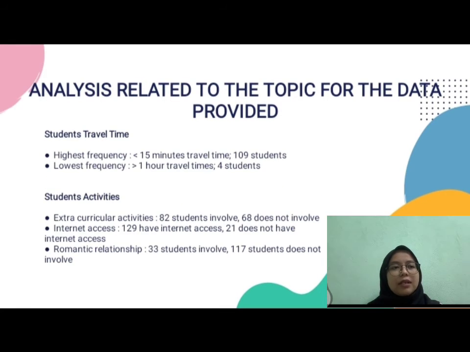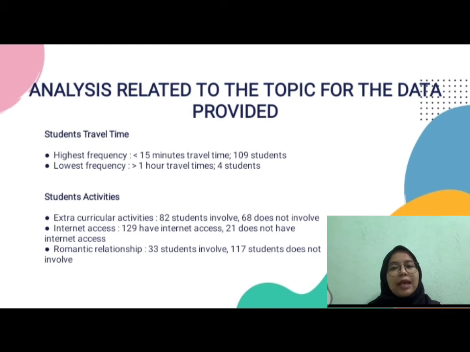The next one is about student travel time. The highest frequency for student travel time is less than 50 minute travel time to school, which have 109 students, while the lowest frequency is more than 1 hour travel time, which only have 4 students.